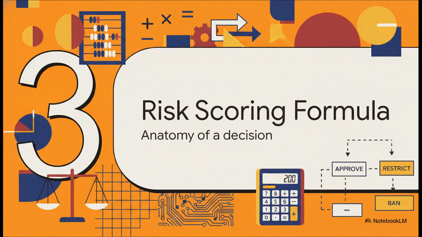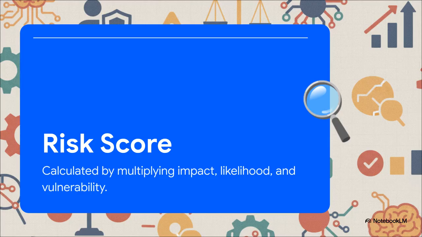Now for Section 3, the risk scoring formula, the anatomy of a decision. So how do we actually figure out where a tool falls on that massive spectrum between minimal and prohibited? We will introduce a simple scoring rubric that calculates risk by multiplying impact, likelihood, and vulnerability. It really is that straightforward. Risk isn't just a single bad thing happening. It's a combination of how bad it would be, how likely it is to actually happen, and how weak our current defenses are.